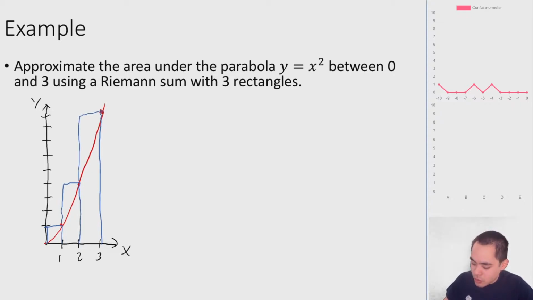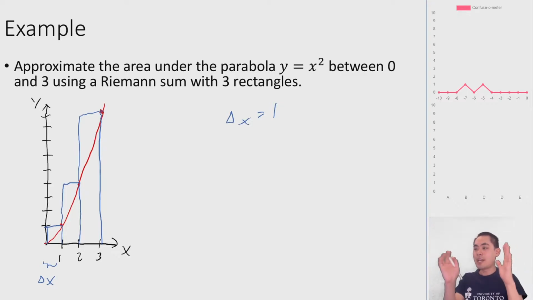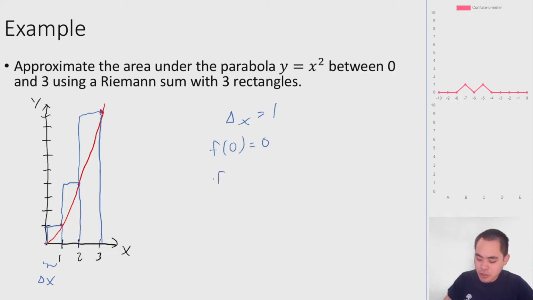Here we're going to call this distance delta x. So we're going to have delta x equal to 1, which is going to be the size of the base of our rectangles. And as I said, we know that f of 0 is equal to 0, f of 1 is equal to 1, f of 2 is equal to 4, and f of 3 is equal to 9.